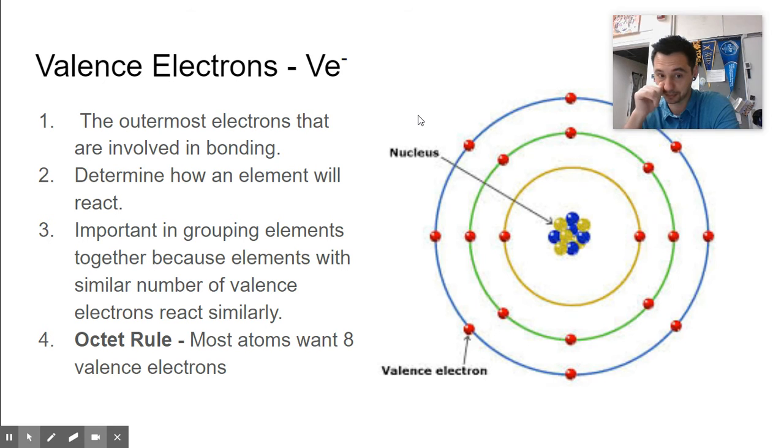In general, we use the octet rule to figure out how atoms will react, and the octet rule is that most atoms want 8 valence electrons. If you do the tutorial on Edmentum, they also talk about electron configurations. We're going to talk more specifically about electron configurations tomorrow, I believe. So give it a shot in Edmentum. Try your best, but it is a little bit confusing, and hopefully tomorrow I can clarify that a little bit better.